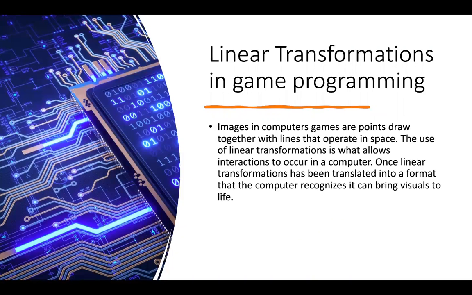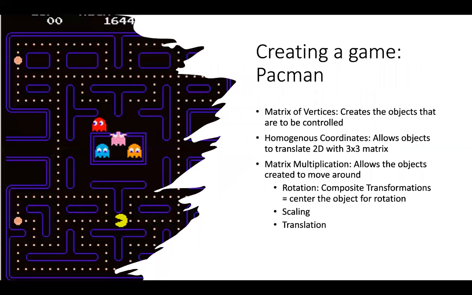Another use of linear transformations we can see is in game programming, such as images in computer games, which are points drawn together with lines that operate in space. The use of linear transformations is what allows interactions to occur in a computer. So once a linear transformation has been translated into a format that the computer recognizes, it can bring visuals to life.